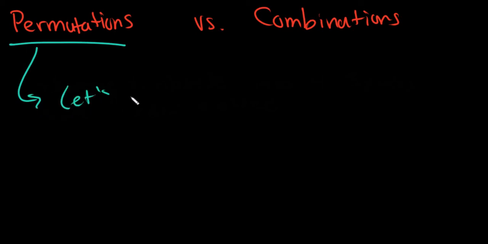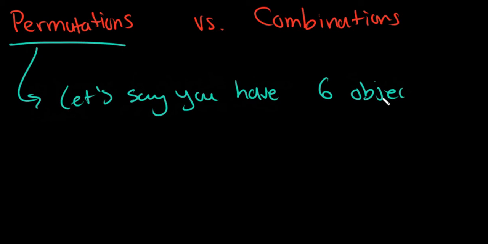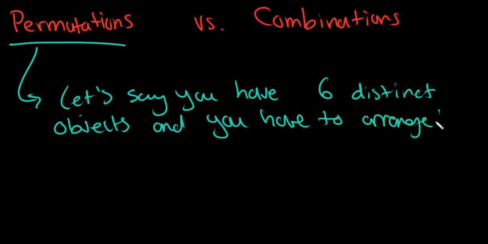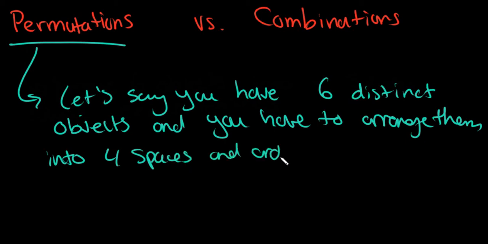Let's say you have 6 objects. Actually, let me make that 6 distinct objects. They're not the same. And you have to arrange them into 4 spaces, and order matters.